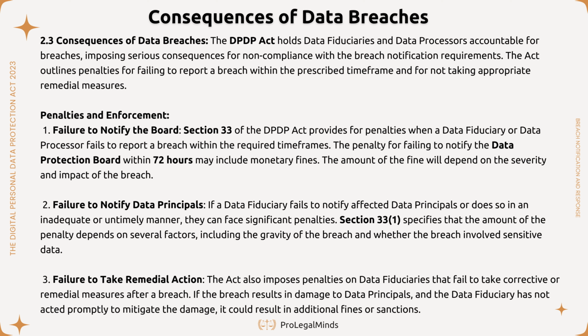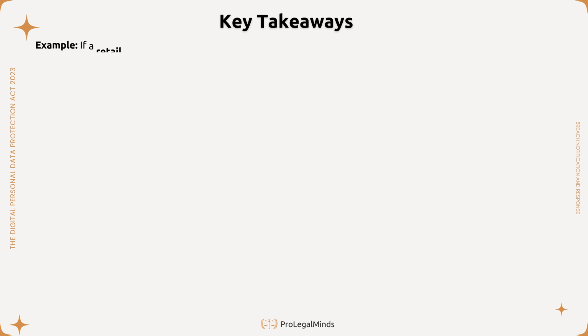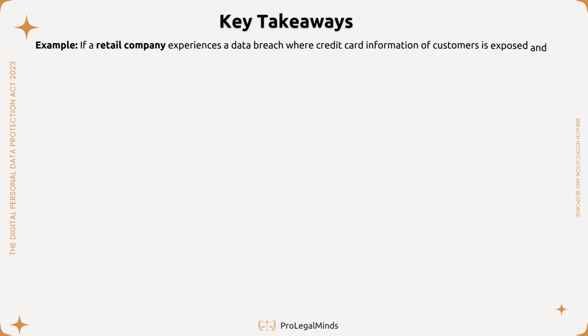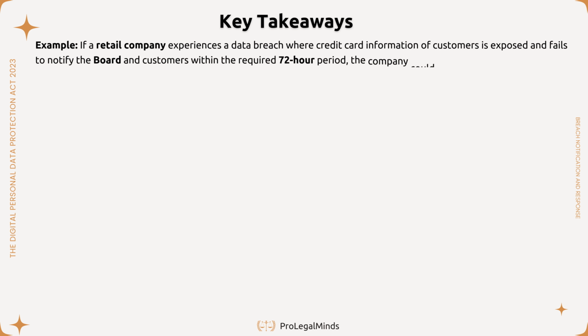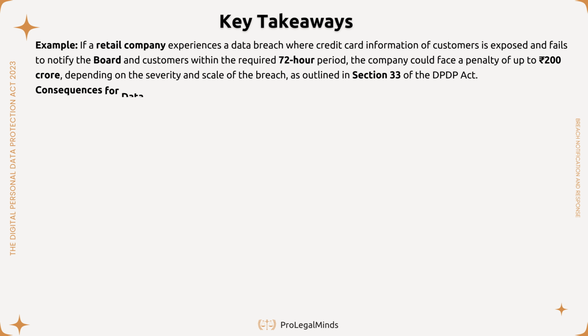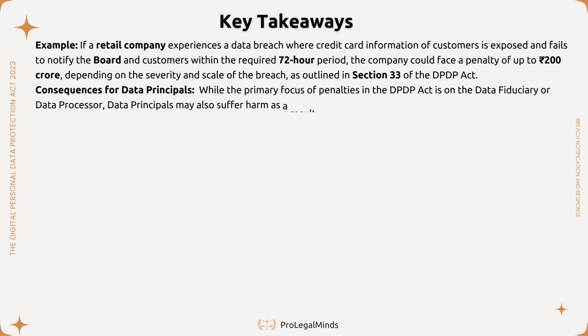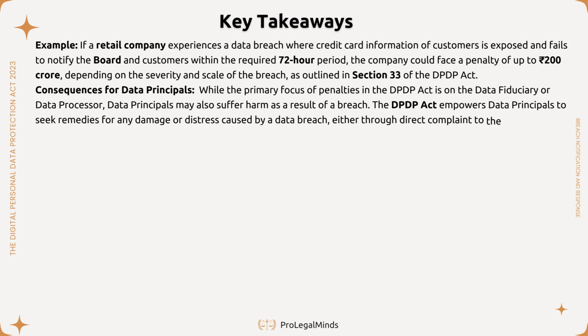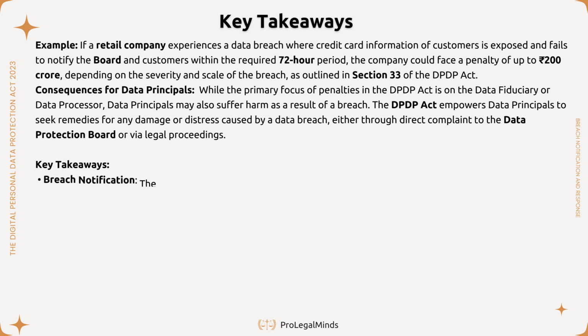Example: if a retail company experiences a breach where credit card information of customers is exposed, and the company fails to notify the Data Protection Board and the affected customers within the 72-hour period, the company could face a penalty of up to 200 crore, depending on the scale and severity of the breach.